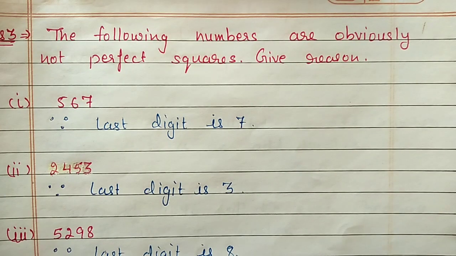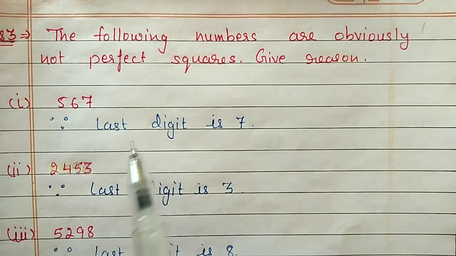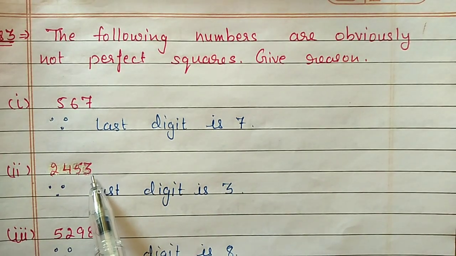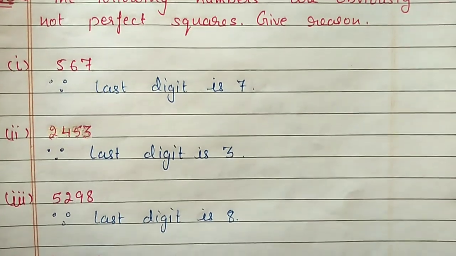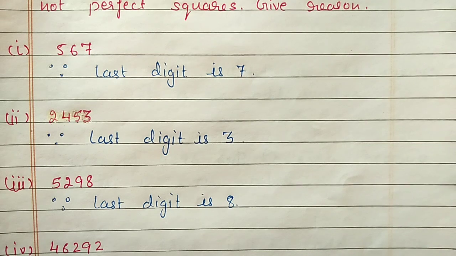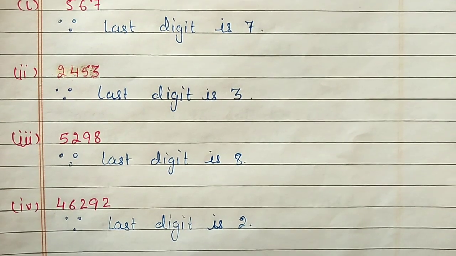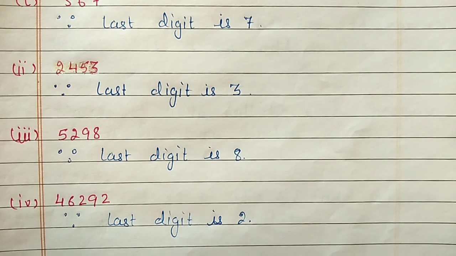Question number 3. The following numbers are obviously not perfect squares. Give reason. We have to give the reason here. Because this number is ending with 7, it is not a perfect square. Similarly, in the second case, it is ending with 3, so it is not a perfect square. Third one, it is ending with 8, so it is not a perfect square. Fourth part, 46292, because the last digit is 2, it is not a perfect square.